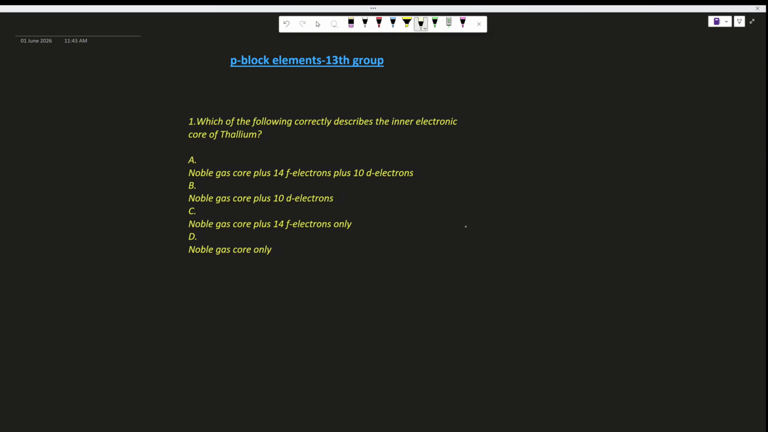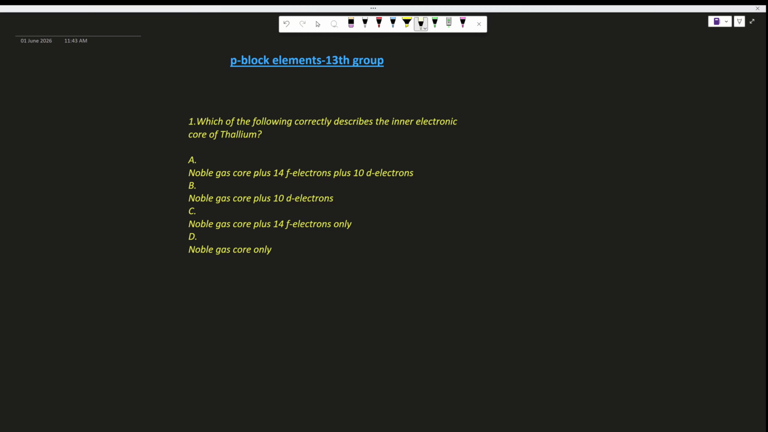Students, as you all know, we have completed the introductory part of P block elements. We have solved many questions related to that. Now we are continuing this topic, P block elements, and I'm taking the 13th group. Let us see the important questions related to 13th group elements.